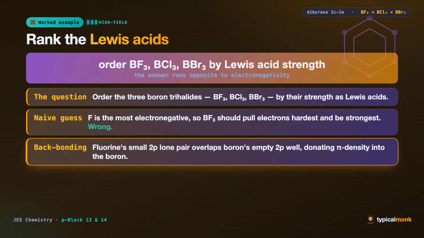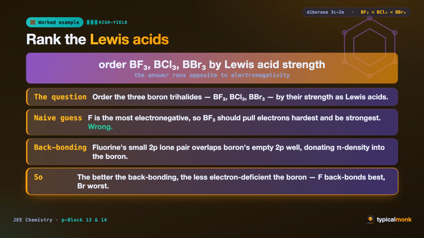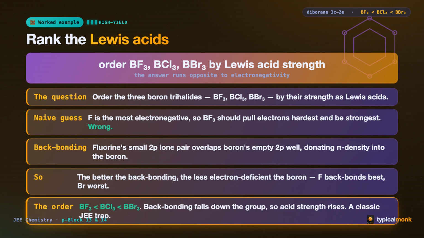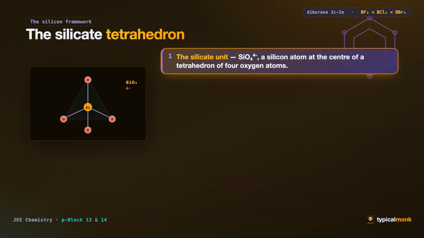Fluorine's small 2p lone pair overlaps boron's empty 2p orbital very well, donating pi electron density into the boron. So, the better the back bonding, the less electron deficient the boron becomes. Fluorine back bonds best, bromine worst. The order, therefore: boron trifluoride is less than boron trichloride is less than boron tribromide. Back bonding falls down the halogens, so the acid strength rises. A classic JEE trap.